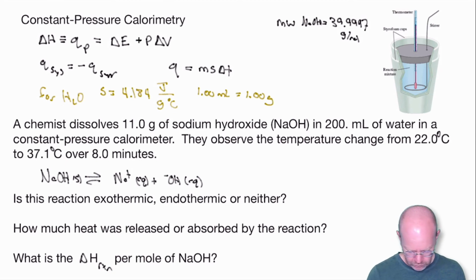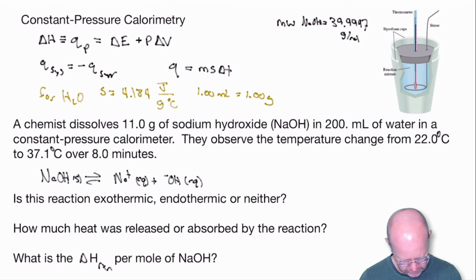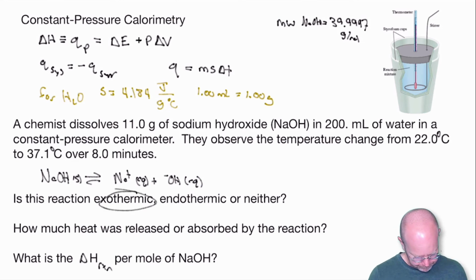So let's answer a few questions about what happened here. We observe a temperature change from 22 degrees Celsius to 37.1 degrees Celsius. So that's the water changing temperature. And the water is increasing in temperature, meaning it absorbed energy from the system. So the system is putting energy out. When a system puts energy out, we call it exothermic. So this is an exothermic process. If the water got cold, it would mean that heat was flowing from the water into the system, and that would be endothermic. That's not what we observe.